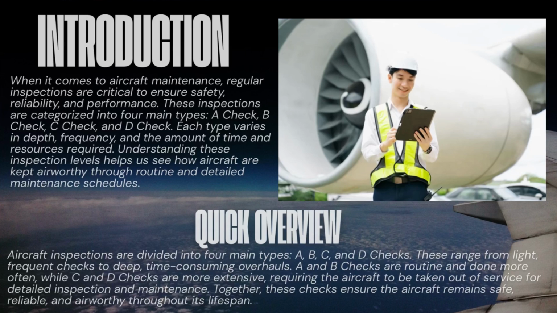Quick overview. Aircraft inspections are divided into four main types: A, B, C, and D checks. These range from light, frequent checks to deep, time-consuming overhauls. A and B checks are routine and done more often, while C and D checks are more extensive, requiring the aircraft to be taken out of service for detailed inspection and maintenance. Together, these checks ensure the aircraft remains safe, reliable, and airworthy throughout its lifespan.